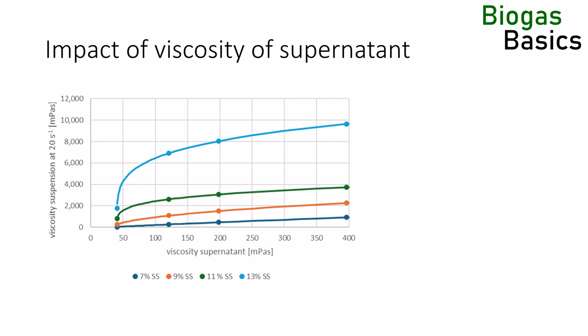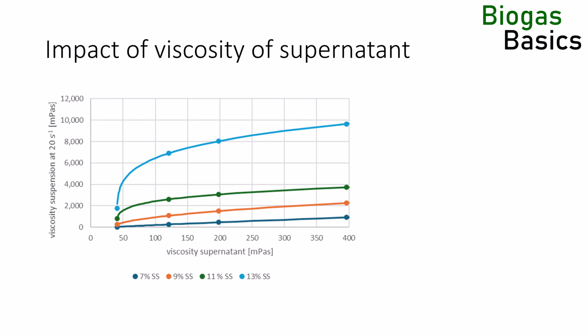We can repeat the experiment for different suspended solids concentrations. The suspended solids concentration was varied from 7% to 13% in 2% steps. Especially at elevated suspended solids concentrations, the impact of the supernatant viscosity on the suspension viscosity is very high. This phenomenon can explain how enzymes reduce the viscosity of digestate despite having little impact on the suspended solids concentration. The enzymes merely attack the solubilized biopolymers, and this reduces the viscosity in the supernatant, and as a consequence also the viscosity of the suspension.